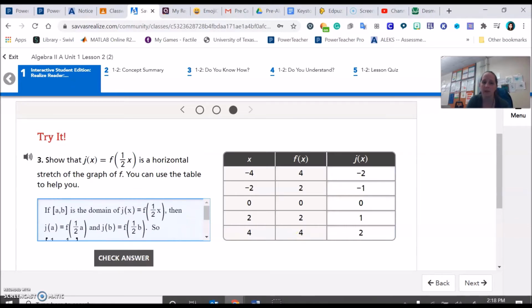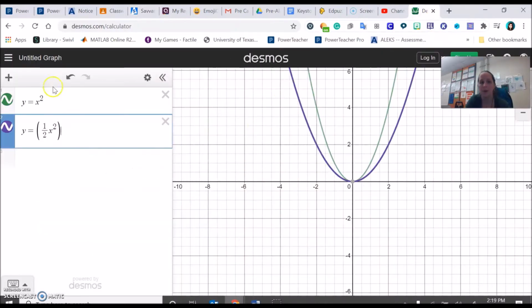I can also graph this to kind of show you what it is. So this is a parabola. Here, my original is the green, and then I stretched it because I multiplied my values by 1/2, so it got stretched.